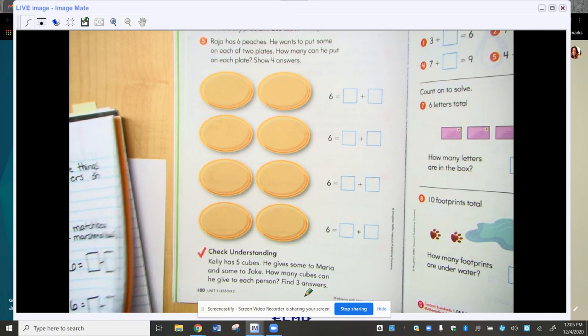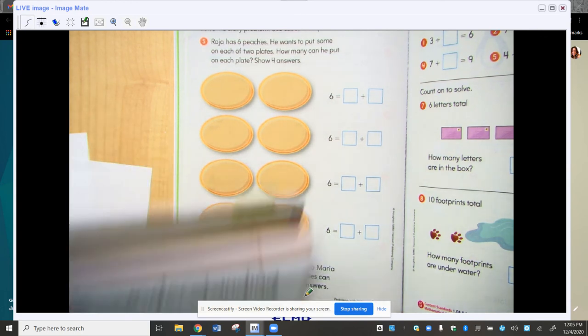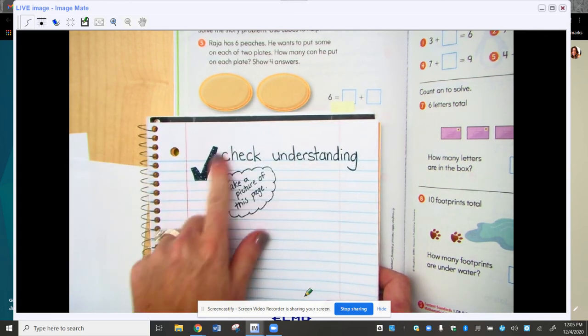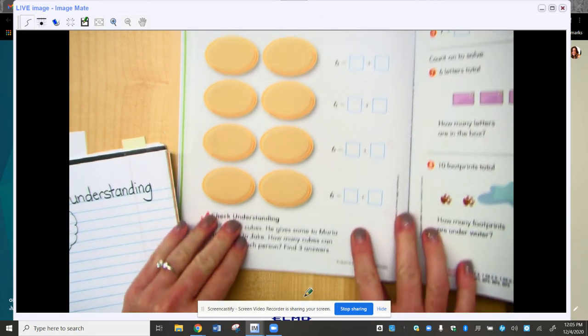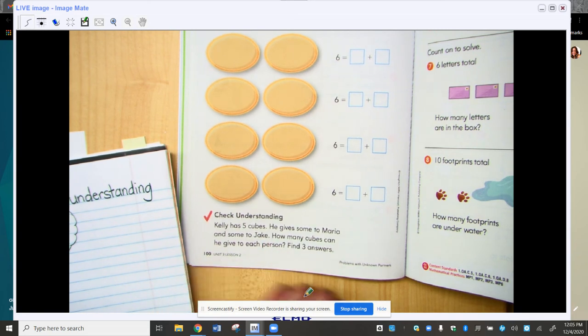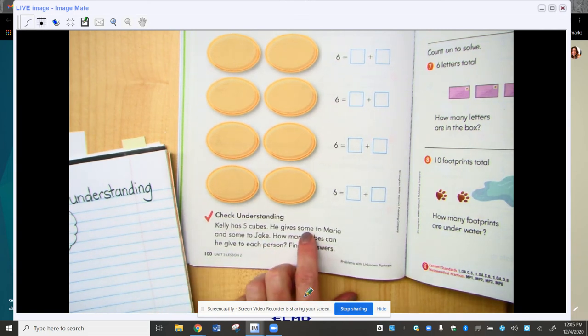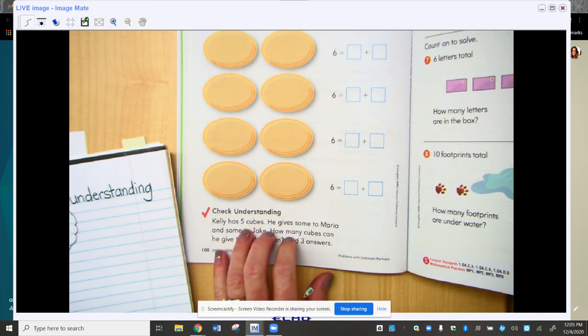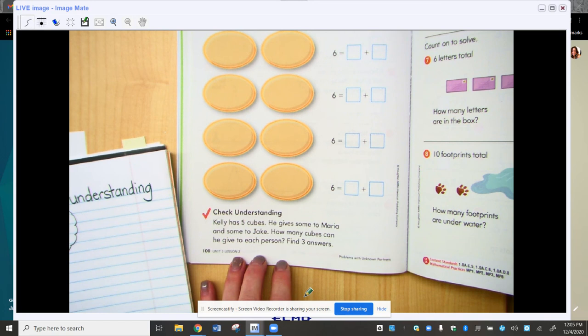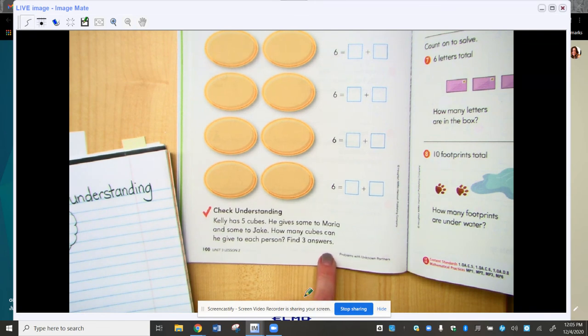And then, really, really important, again, a lot of kids forget this check mark part at the end. Check your understanding. This is not optional. This is not do it if you feel like it. This is part of the work that you need to show your teacher. This says, Kelly has 5 cubes. He gives some to Maria and some to Jake. How many cubes can he give each person? Then it says find 3 answers.